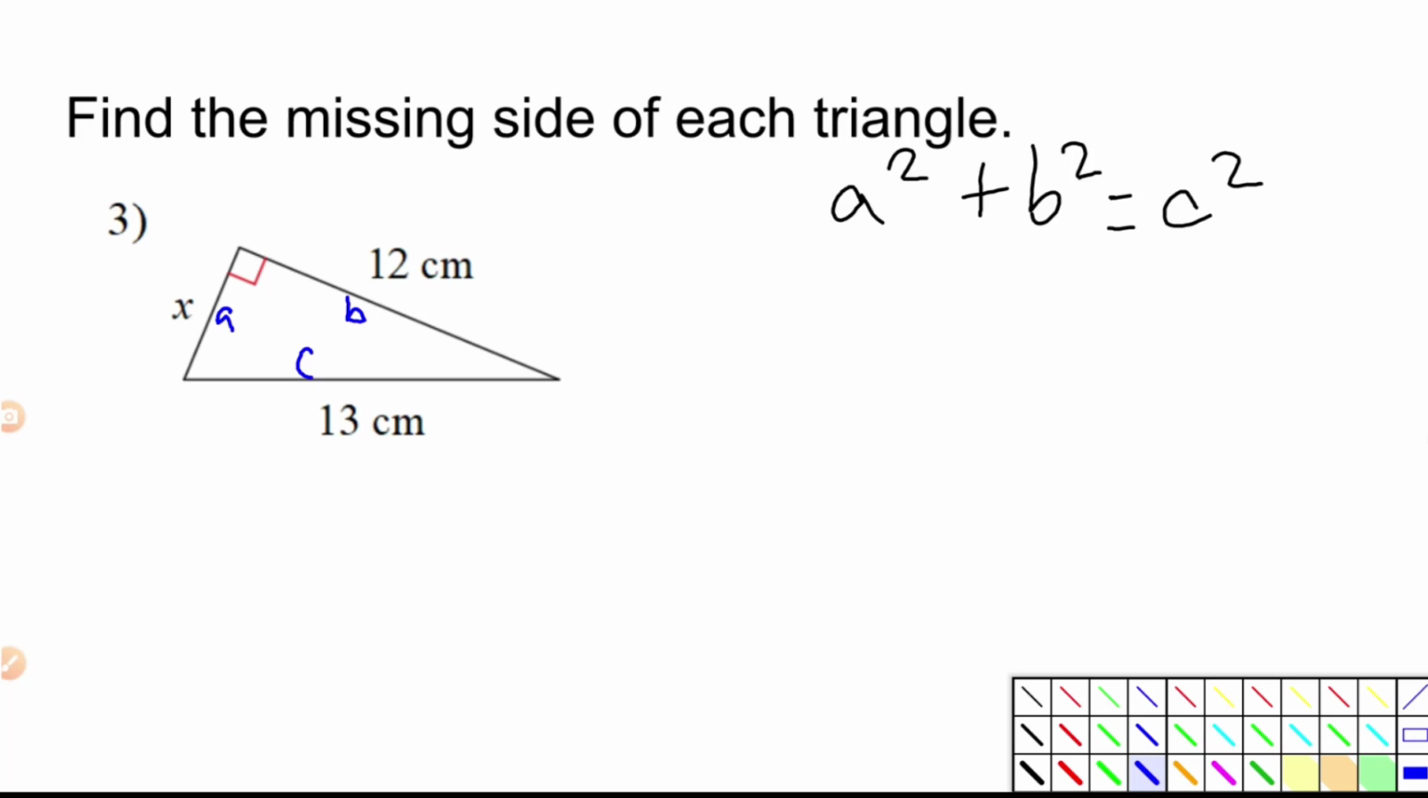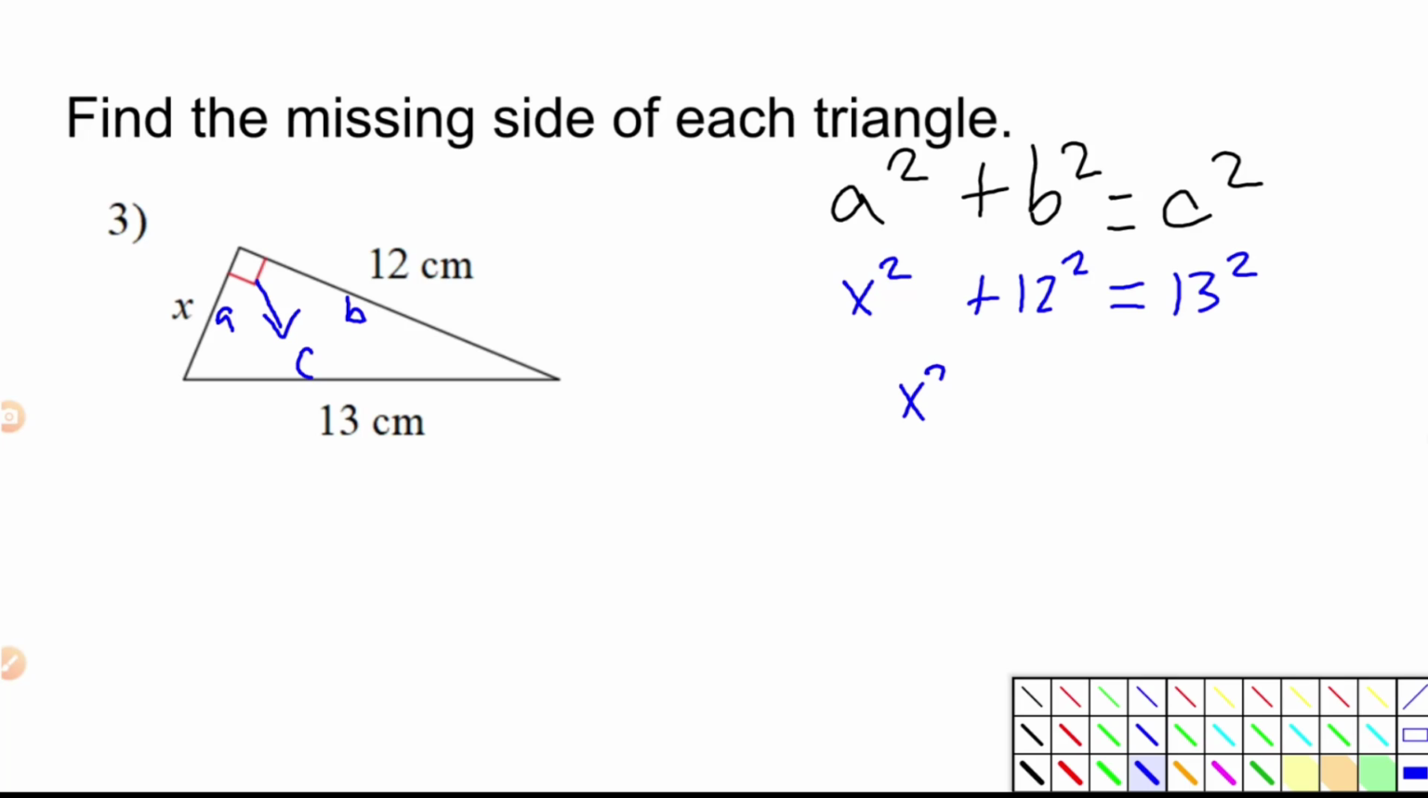And now I'll just substitute in. So I'm going to have x squared plus 12 squared is equal to 13 squared. Now remember, c is always the hypotenuse, so make sure you're paying attention. Where is c at? It's always across from the 90-degree angle. And after that, there should be no problem.